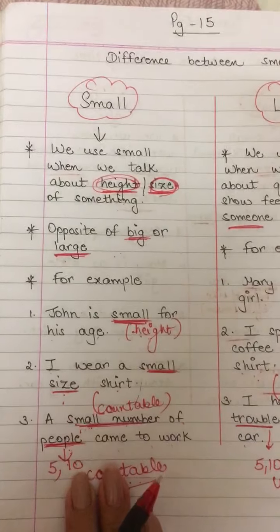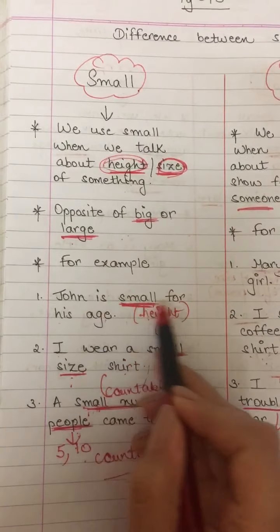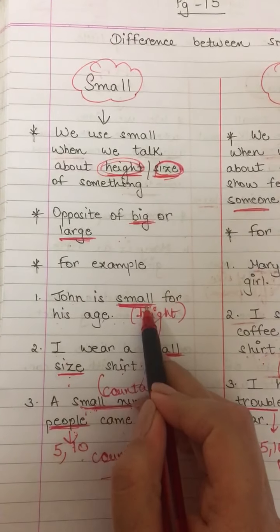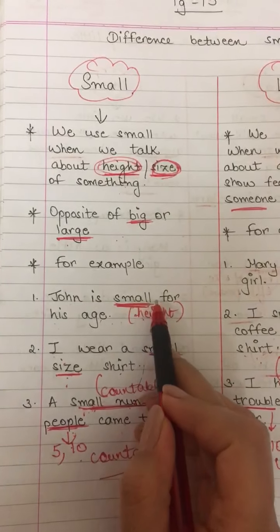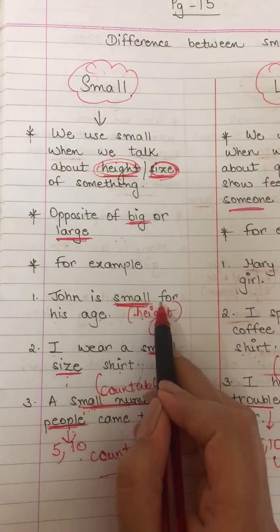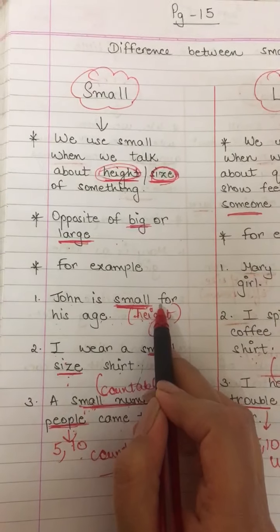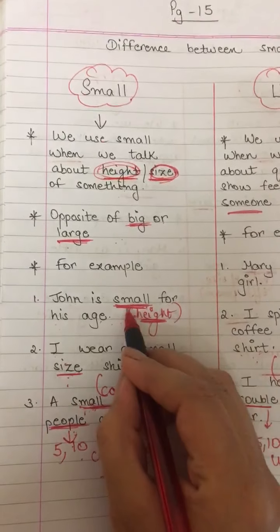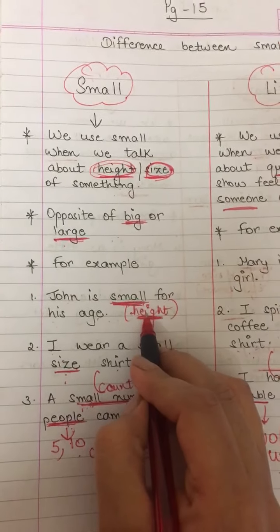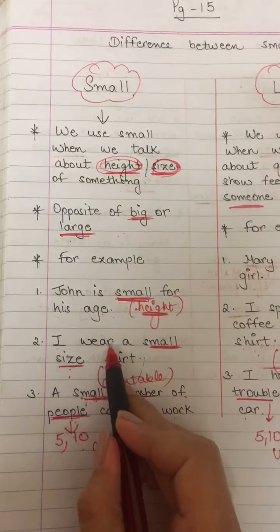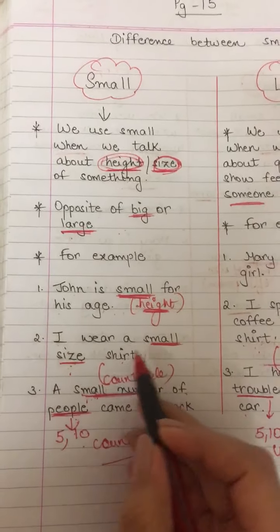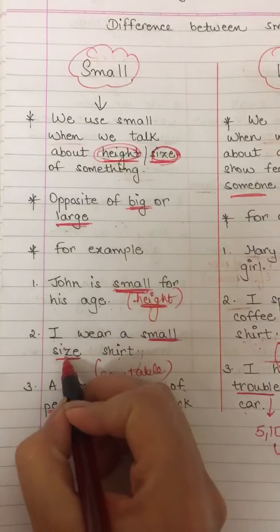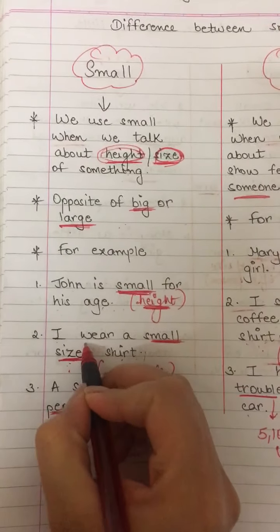Now you can see some examples. First is, John is small for his age. That means we are talking about John who is small. Here small means he is short. He has not taken up too much height as per his age. Over here we are talking about John's height. Second, I wear a small size shirt. Over here we are talking that I am wearing a shirt which is small in size. So over here we are talking about size.